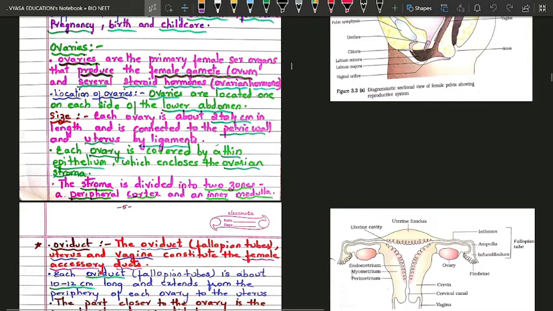Location of ovaries. Where are they located? They are located one on each side of the lower abdomen. So this whole structure is present in the lower abdomen.